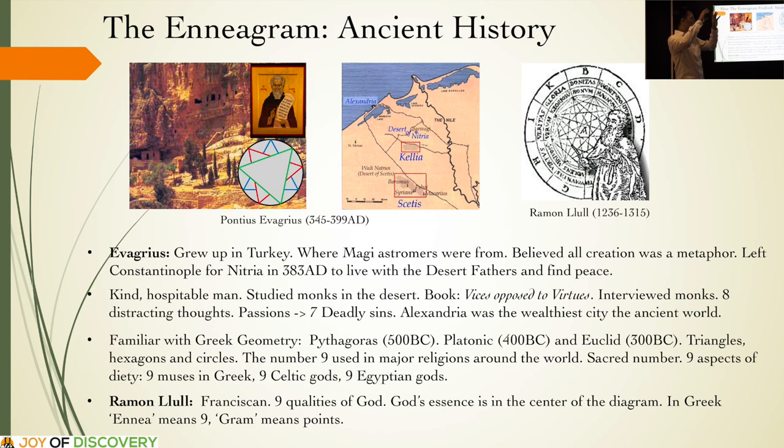So he already has the nine different points on it, numbered B to K. He puts A in the middle, and he put God in the middle. Nine qualities of God, so it's nine, with God's essence in the center. Ennea in Greek means nine, and gram means point, so there are nine different points. So you have a very rudimentary, primitive, early form of the Enneagram that is not quite what we have today, but it's moving in that direction.